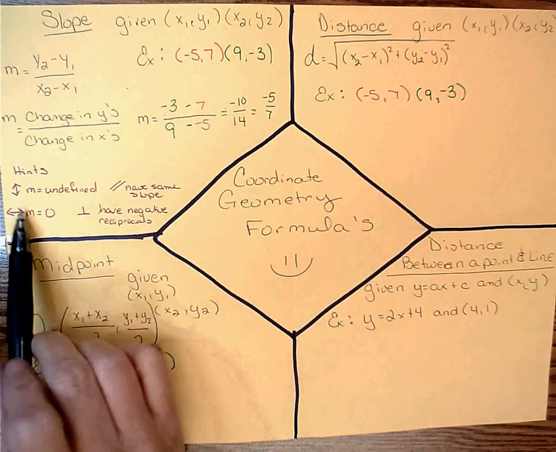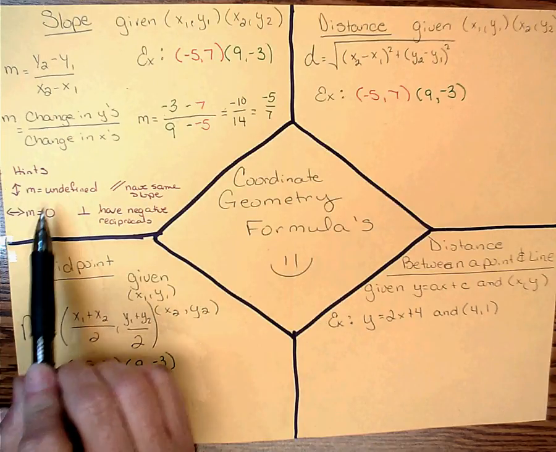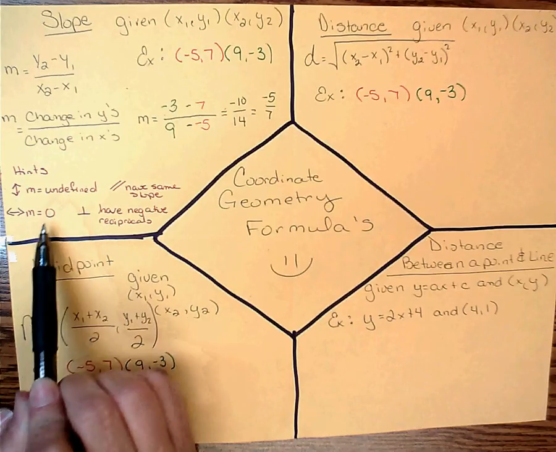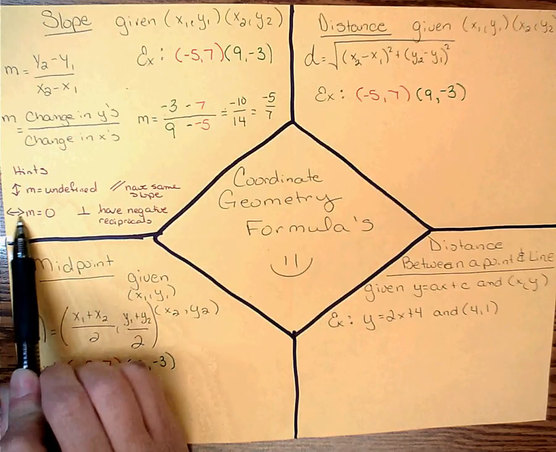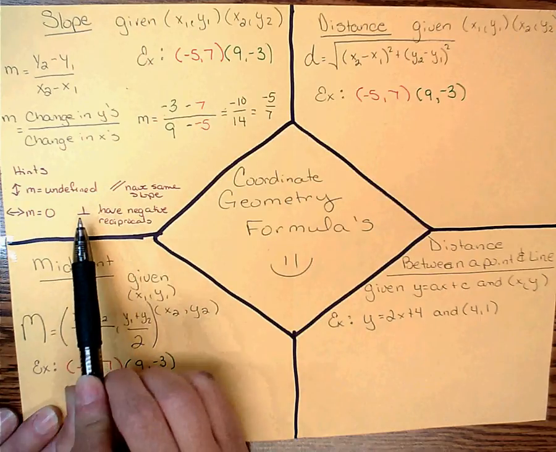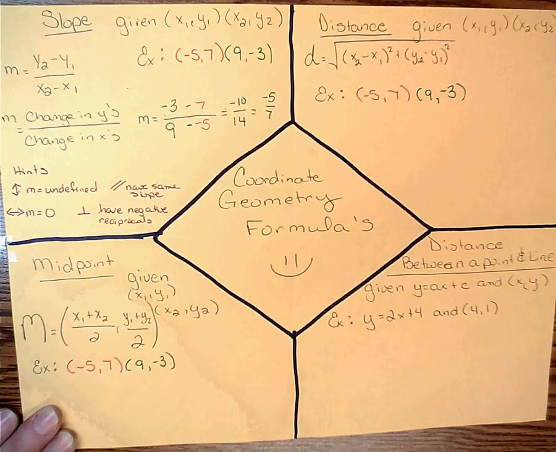Now remember that when you have a line that goes straight up and down, your slope is undefined. When you have a number over 0, it's undefined. When it's 0 over a number or a horizontal line, your slope is 0. Negative reciprocals means that your lines are perpendicular. If they have the same slope, that means your lines are parallel.